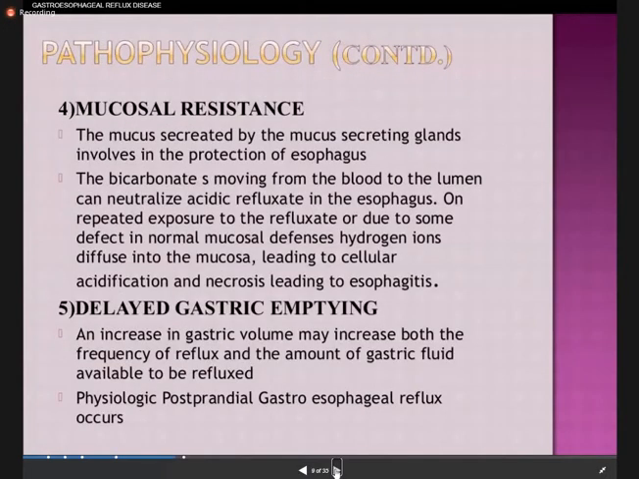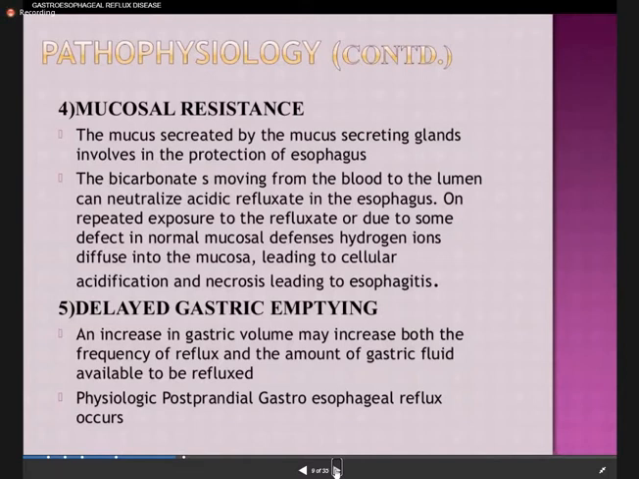Then there is mucosal resistance for GERD as well. The mucus secreted by the mucus secreting glands is involved in the protection of the esophagus. The bicarbonate moving from the blood to the lumen can neutralize acidic refluxate in the esophagus. On repeated exposure to refluxate or due to some defects in normal mucosal defenses, hydrogen ions increase and diffuse into the mucosa, leading to cellular acidification and necrosis, leading to esophagitis.